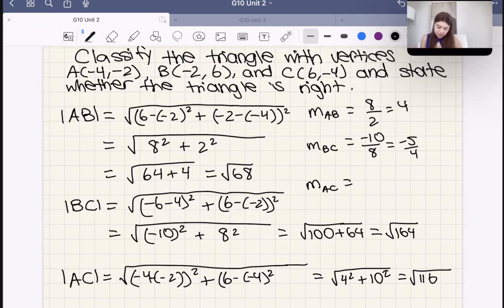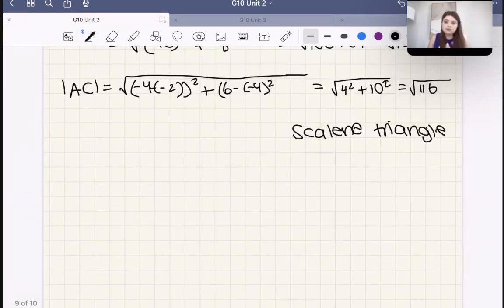Okay, so what is the slope of AC? Well, delta y over delta x, negative a fifth. So looks like none of them are. And because none of these are negative reciprocal slopes, we can say this is a non-right. So because none of them are negative reciprocal slopes, we can say this is non-right. So there we go.